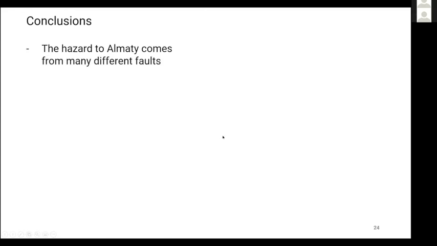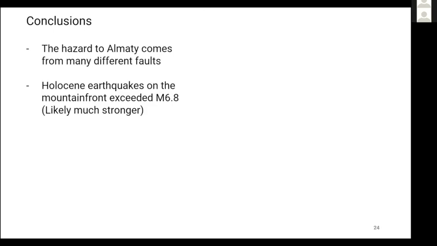So this is now a brief conclusion for the first part of my talk. It turns out that the seismic hazard to Almaty comes from many different faults. So this is known from the history of Almaty with its 3 big earthquakes, but also what we see in the field and from our remote sensing studies. We think that Holocene earthquakes on the mountain front fault that Almaty sits on are stronger than 6.8 because that's what we get from the height of our fault scarps and from the offset that we found in the trench. It's likely that these Holocene quakes have been much stronger.